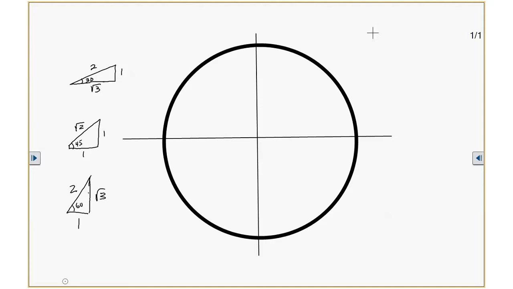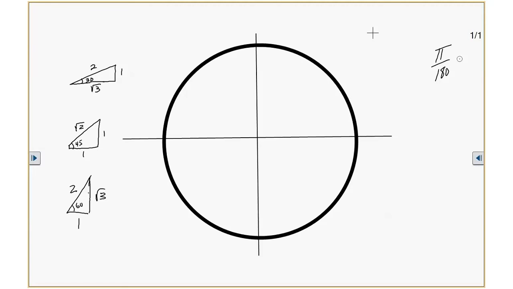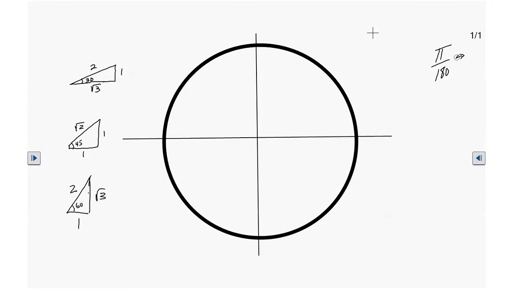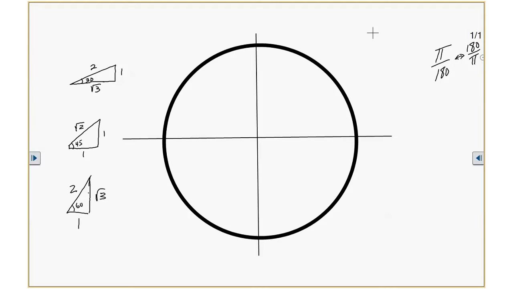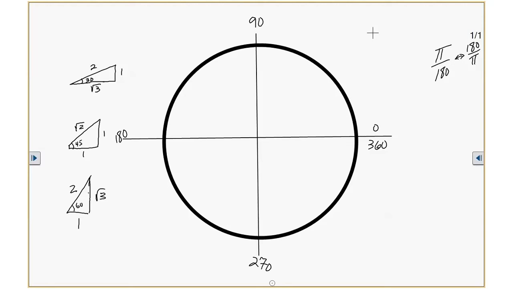Now, you also have to remember how to change pi over 180 and 180 over pi. That's all you got to remember. Because this is 0 and 360. Then this is what? This is, and this is. Okay, thank you, class.